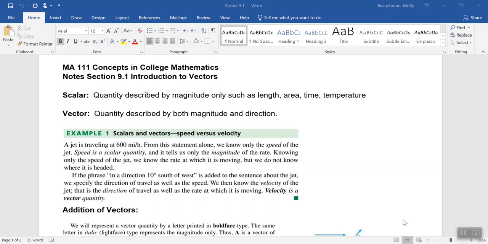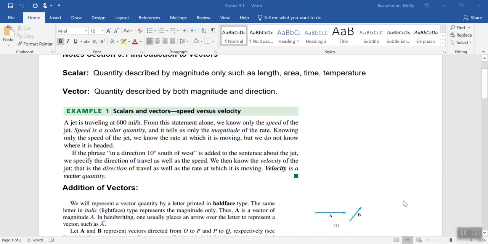So here's an example of the difference between the two. Example 1, a jet is traveling at 600 miles per hour. From this statement alone, we know only the speed of the jet. Speed is a scalar quantity and tells us only the magnitude of the rate. Knowing only the speed of the jet, we know the rate at which it's moving, but we do not know where it's headed.